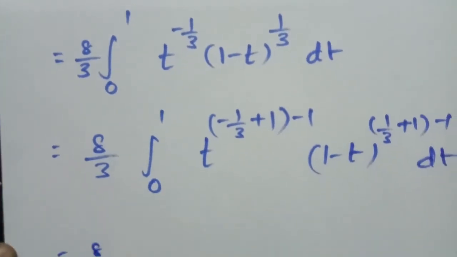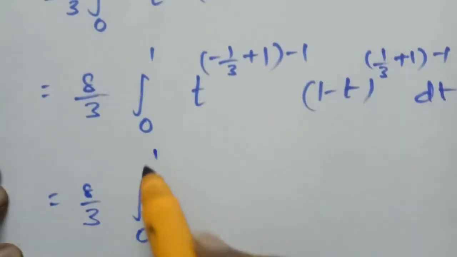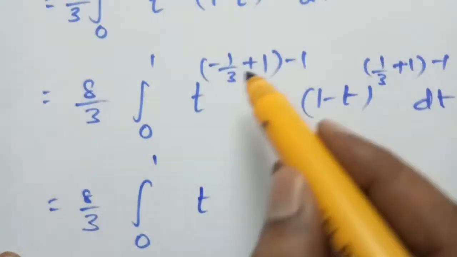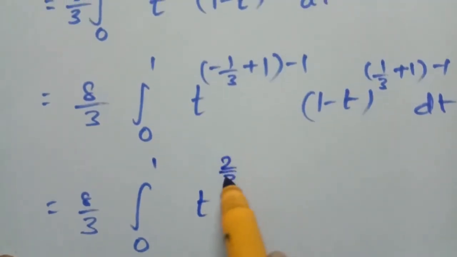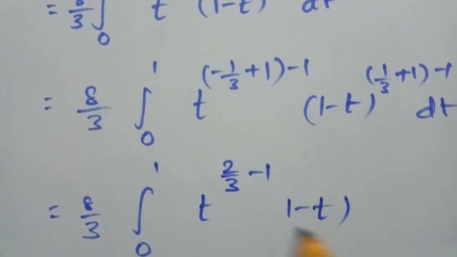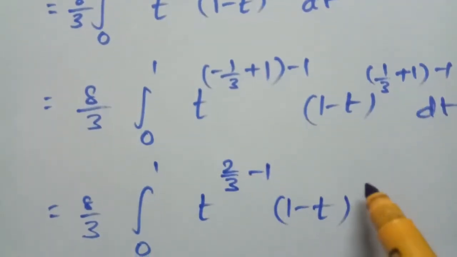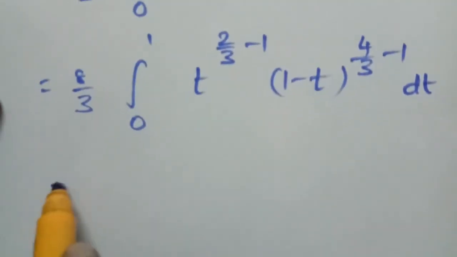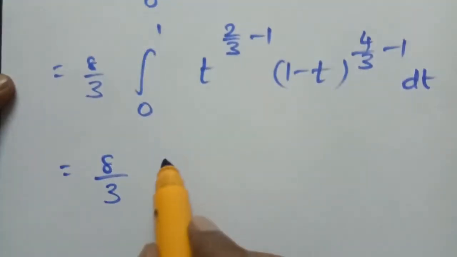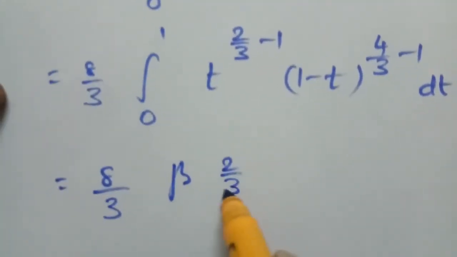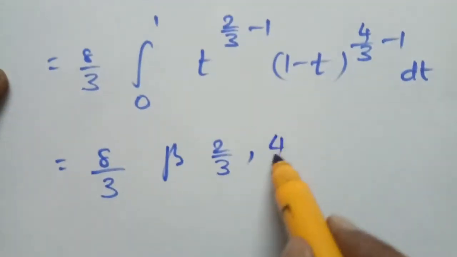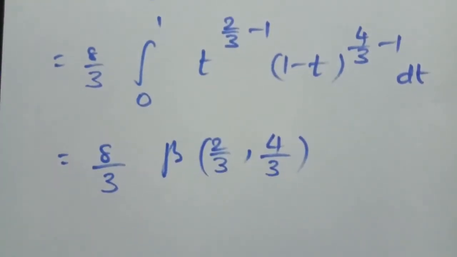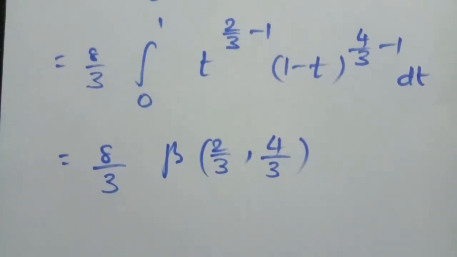Therefore, this is equal to 8 by 3 into integral 0 to 1 t to the power of minus 1 by 3 plus 1, that is 2 by 3 minus 1, into (1 minus t) whole to the power of 1 by 3 plus 1, that is 4 by 3 minus 1, into dt. Therefore, by the definition of beta function, m value is 2 by 3, n value is 4 by 3. This is beta 2 by 3 comma 4 by 3.